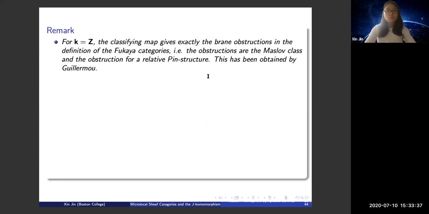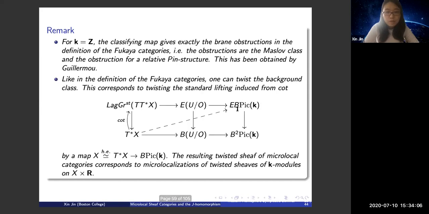This is related to the ordinary setting. If K is Z, then the classifying map is some familiar stuff, and the obstruction for it to be trivial is the usual brane obstruction in the Fukaya category, given by the Maslov class and the obstruction to a relative pin structure. This has also been obtained by Guillermou. And then maybe just one word about the choice of background class in the Fukaya category.